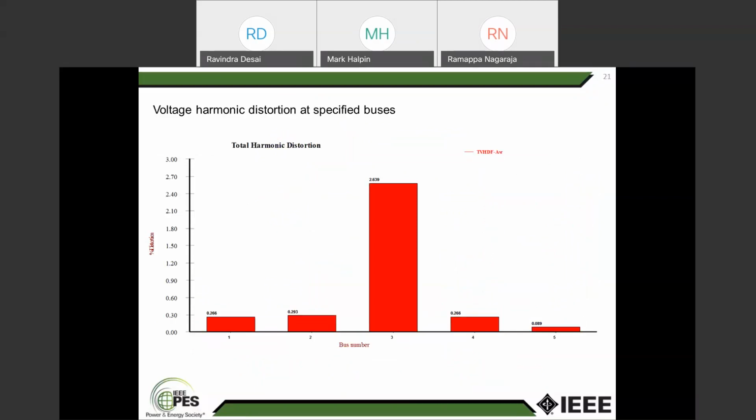Again, you can see here the total harmonic distortion here. Yes, but the consumer who is producing the fifth harmonic current, it is high, but you see here now, it is very well within the limit, very well within the limit.